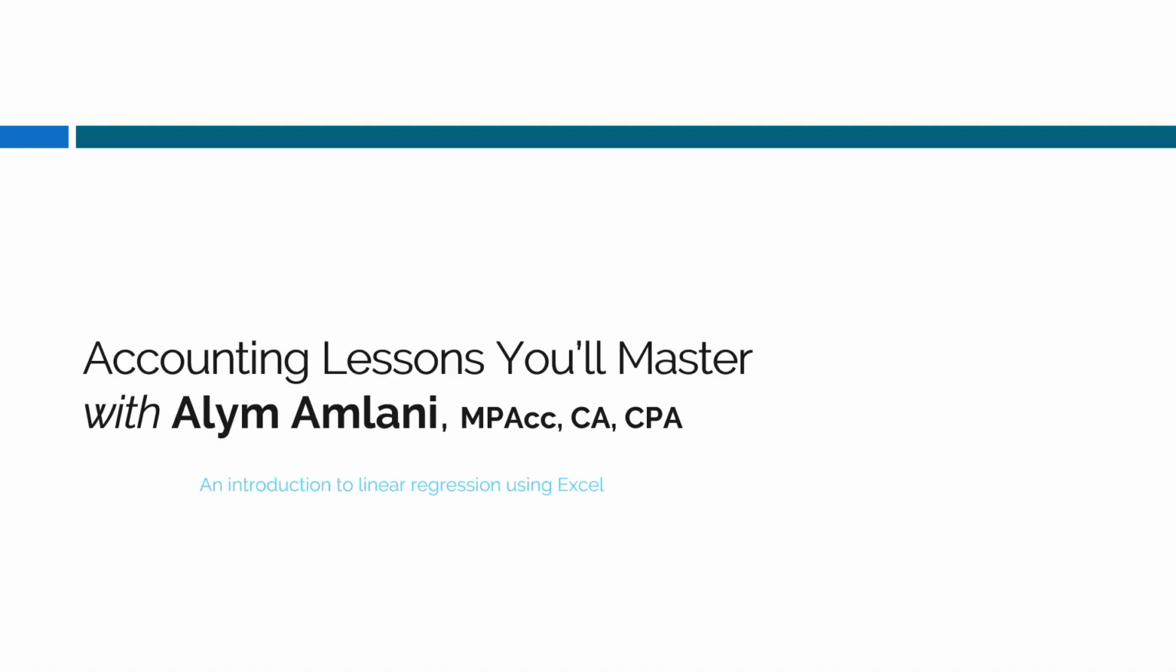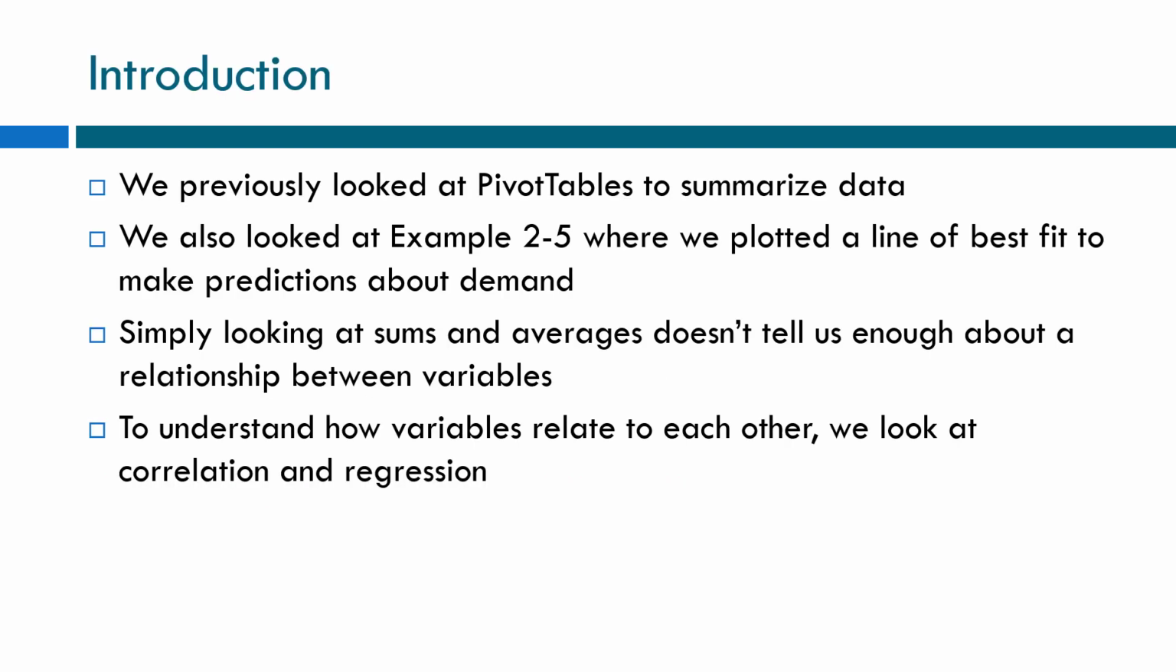In this video, we're going to be looking at an introduction to linear regression using Excel. Let's get started. So far, we've already looked at pivot tables to summarize data, and in example 2.5, we've already looked at how we can plot a line of best fit to make predictions about demand. But simply looking at the sums and averages doesn't always tell us enough about the relationship between variables. To better understand how variables relate to each other, we're going to look at both correlation and regression.